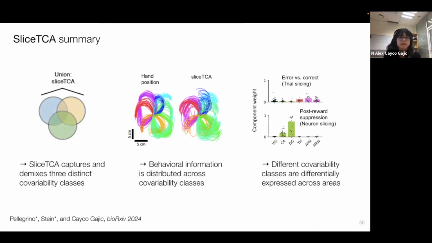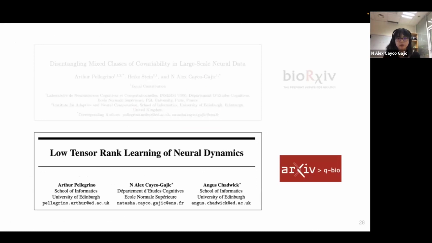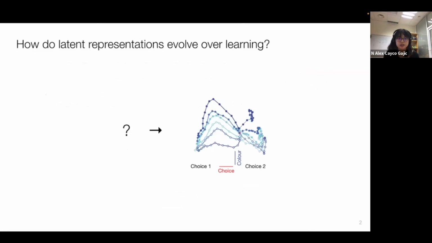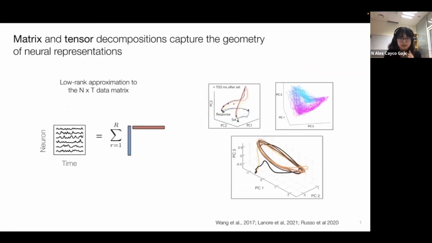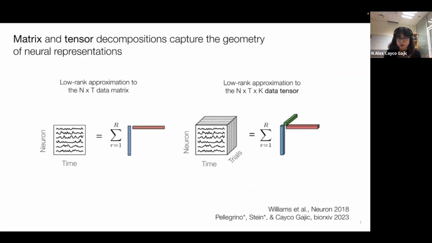Okay, so in the last part of the talk, I will discuss a different project that grew out of sliceTCA, where we wanted to more directly tackle the question of learning. So in sliceTCA or in TCA, these decompositions, we can say that it captures learning if the trial factor is increasing slowly over time. So here's just matrix factorizations again, here's a low rank approximation. So this is TCA. And if we see that the weights are slowly increasing over time, then maybe we'll say this is due to learning. But it's not really directly addressing the question of learning.